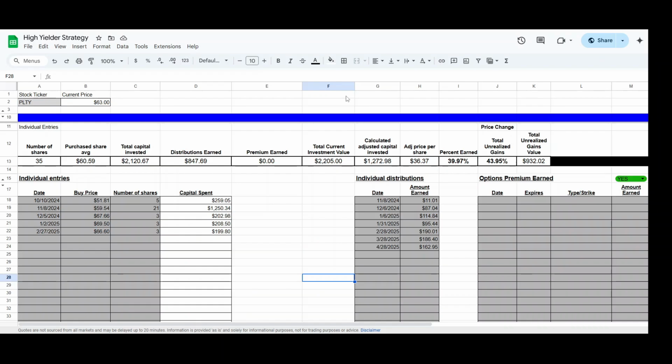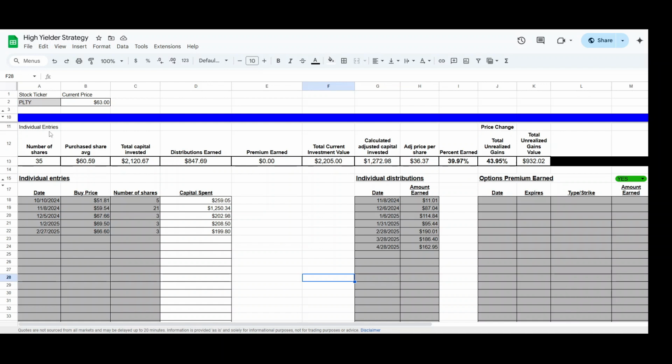Okay, so here we are on my spreadsheet. And as you can see, I've got PLTY entered into the stock ticker, and I also have my buy prices and my number of shares of each buy entry that I have made. It calculates the total amount that I've spent and then my distributions that I have earned while owning PLTY.